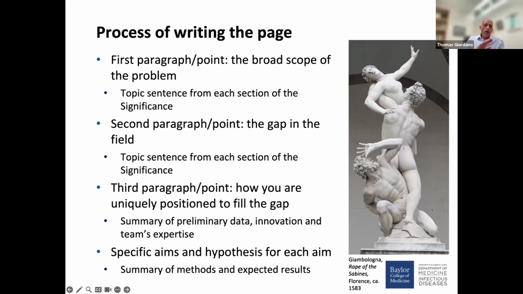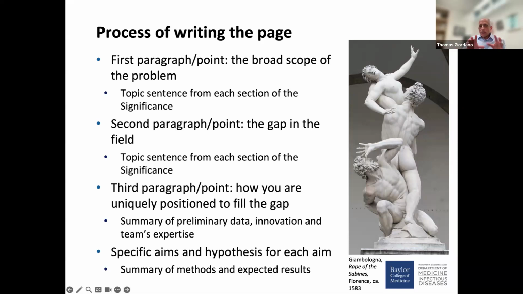So I think about that almost every time I'm working on a grant. I think about that story. Whether it's true or not, I have no idea. It's written down in a book, The Lives of the Artists by Vasari. But the point is, your aims page is going to be your guide.